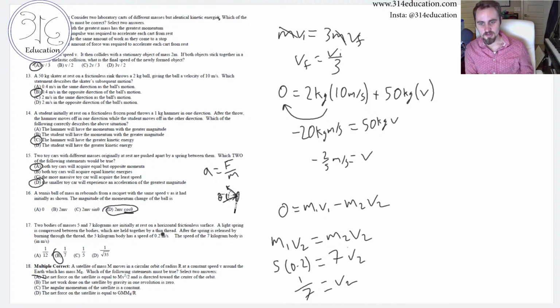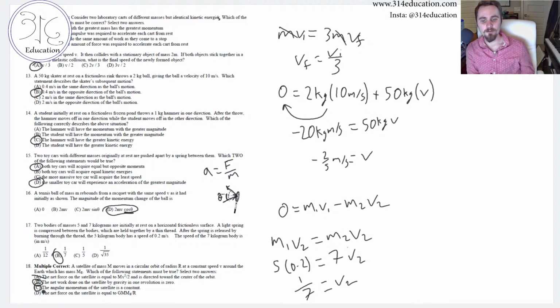B: The net work done on the satellite by gravity in one revolution is 0. That is true. If we remember from our last session, work done by a centripetal force ends up being 0 because the force is always going to be perpendicular to the direction of motion and displacement. And so with perpendicular, the cosine term goes to 0. So B is going to be true here. C: The angular momentum of the satellite is constant. That is also true. We expect angular momentum to be conserved.